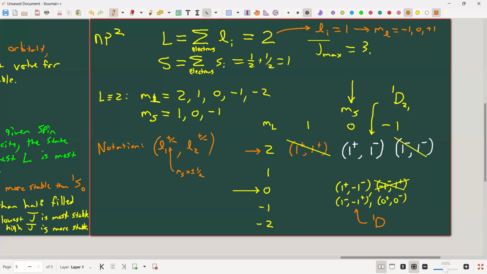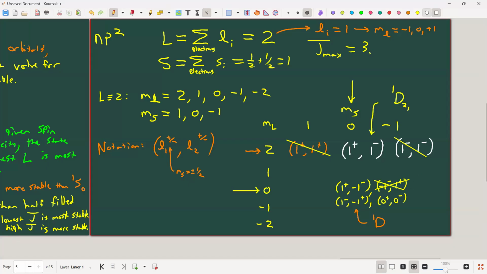Wait, that's a 1D? I thought that one would be 3D. Well, it can't be 3D because the spins are flipped. So the total spin is 0. So it's 2S plus 1. The only things that are triplets, the triplet notation depends not on the fact that there are 3 states there. It's the fact there are 3 different spin states. Okay. There's only one spin state here. They're all paired.